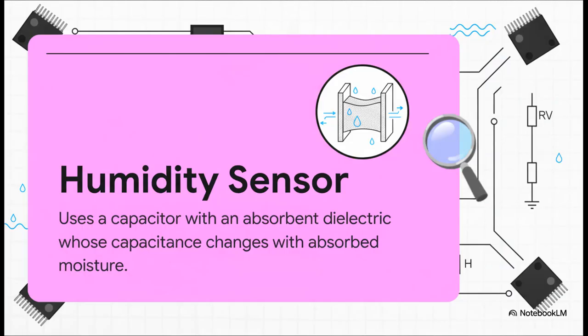And what about humidity for our weather station? Well, we'd probably grab a capacitive sensor. It's a really neat design. They have this special material squished between two electrical plates, and this material just loves to absorb moisture from the air. The more water it soaks up, the more its electrical properties, its capacitance, change in a way we can measure. It's a super clever trick for putting a number on how humid it is.